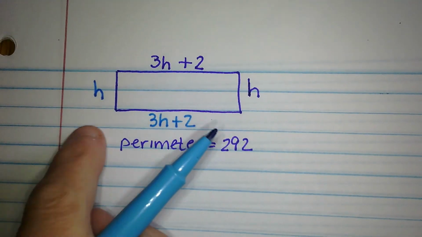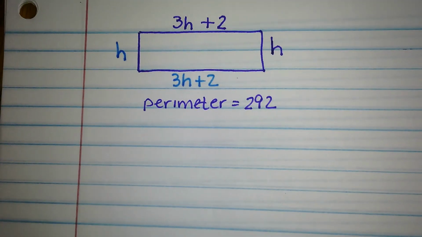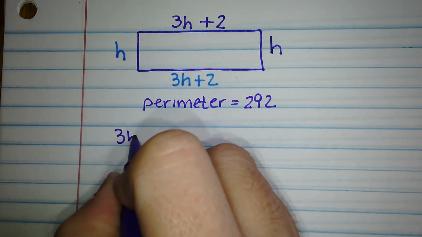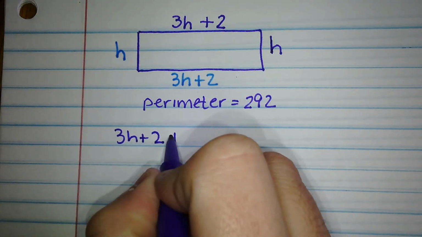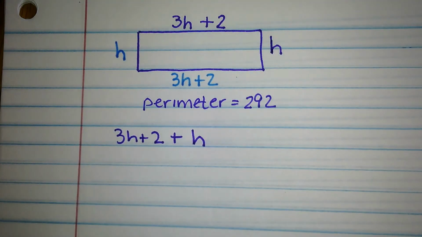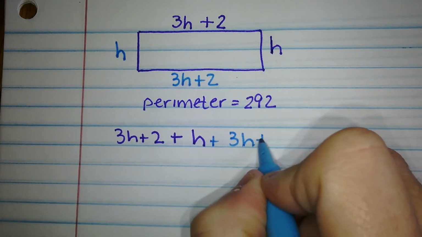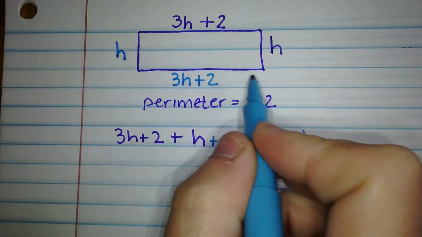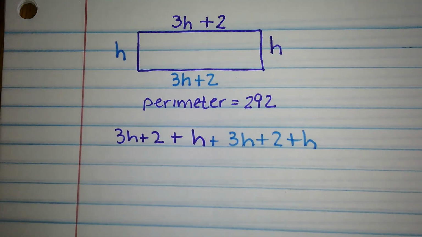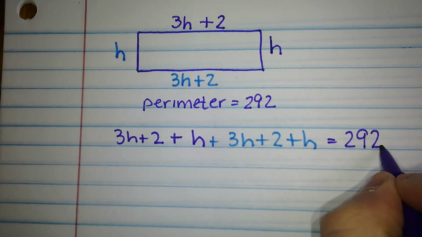Now, that means that we're going to have 4 things added up to give us our total perimeter. To write our equation, we are going to do 3h plus 2 plus h. That's this top and this side. And then we're going to have plus 3h plus 2 plus h. That's our bottom and our other side. And all of that together is going to add up to a total of 292 inches.